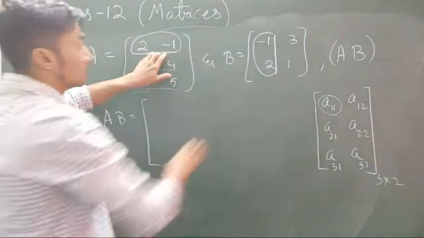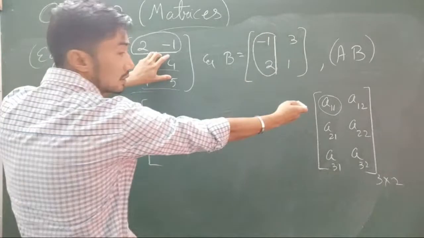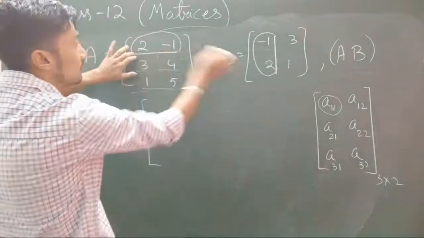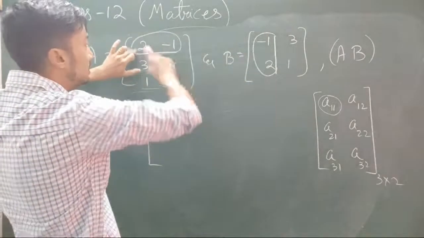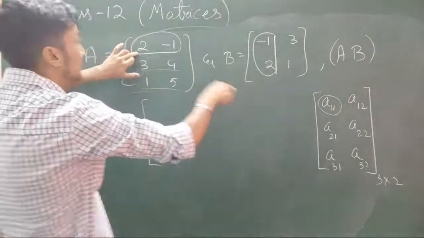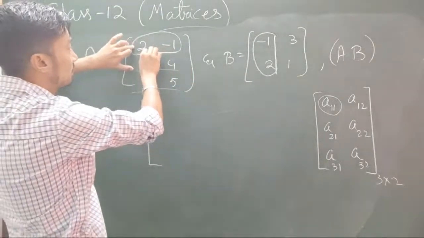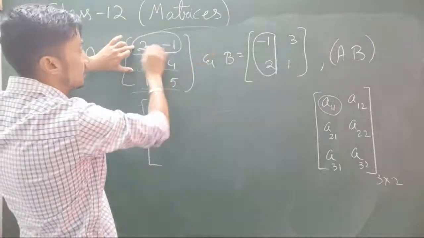That is first row, first column, A11. That's what it means. Corresponding elements you multiply and add. So first row, first column. I'll just show you. First row, first column, got it now?